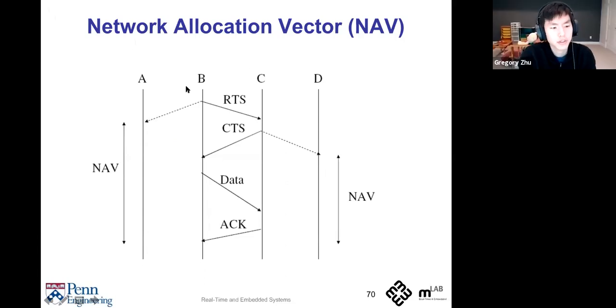I'm a little confused about the network allocation vector. Is that like a predefined set of time, so that if you receive the ready to send, you just wait that time before you start sending things again?